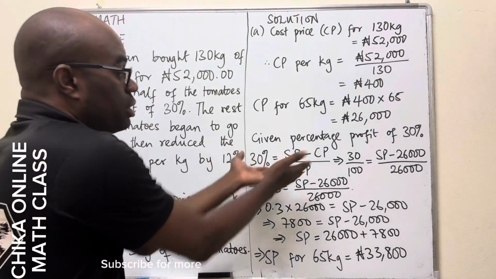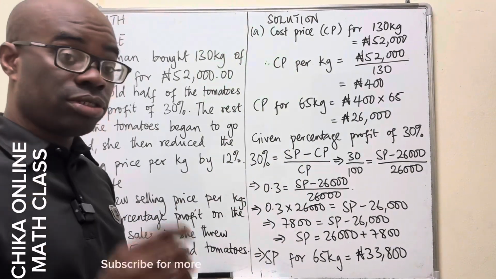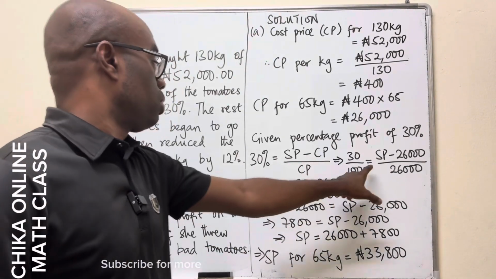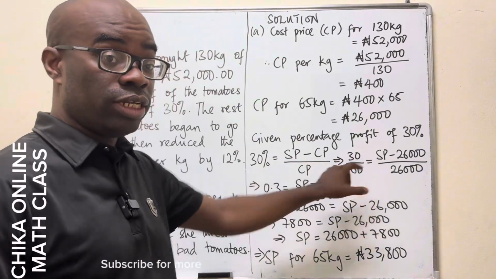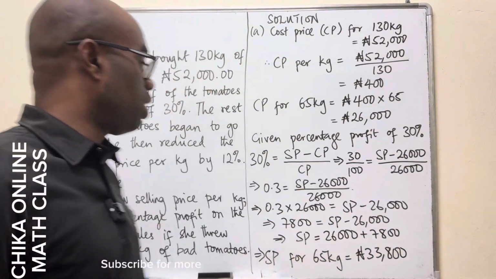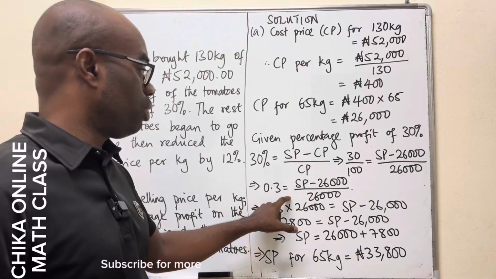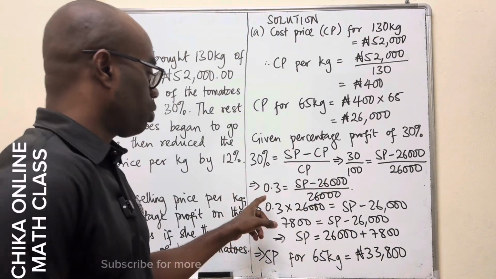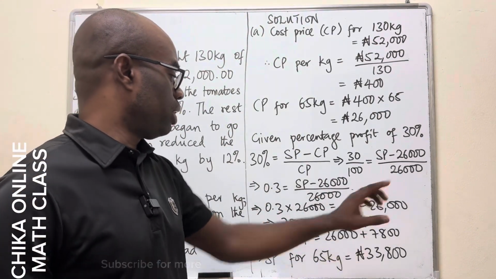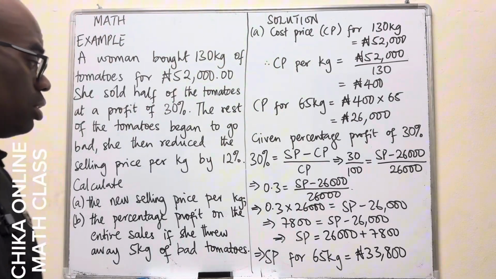So if we plug them inside this formula, 30% is the same thing as 30 over 100, because percent means per 100, equal to the selling price, which we are looking for, that's the selling price for 65 kg, minus 26,000 over 26,000. So 30 over 100 is 0.3. Cross multiply 26,000 here, equal to SP minus 26,000. 0.3 times 26,000 will give us 7,800, equal to this.